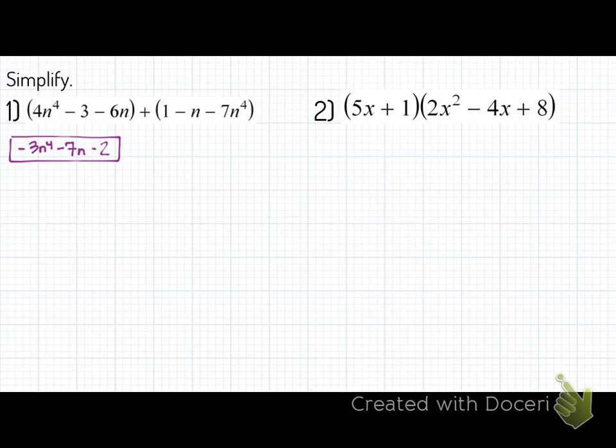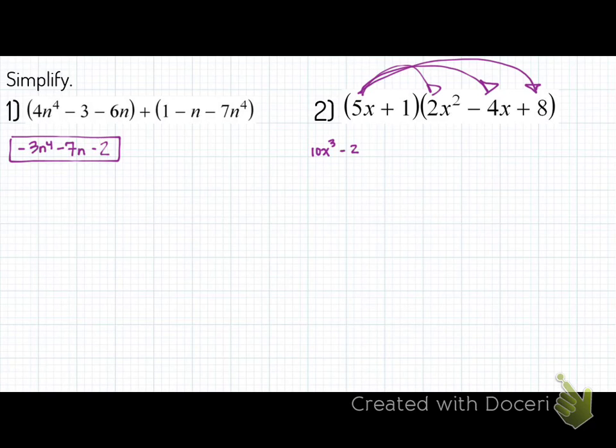Alright, number 2. Number 2, we have to multiply now. We have a binomial 5x plus 1 times, and there's going to be a times sign between these two parentheses, 2x squared minus 4x plus 8. Okay. And we're going to multiply. So the way this works is we're going to distribute each of these terms into the following trinomial. So we have 5x times 2x squared is going to be 10x squared, or I'm sorry, 10x cubed.